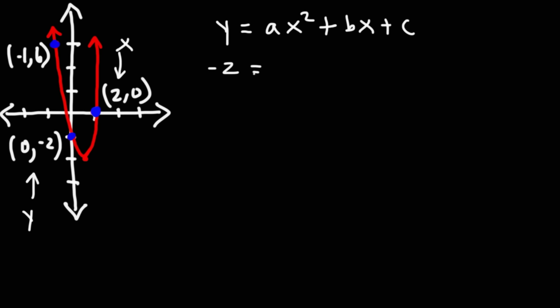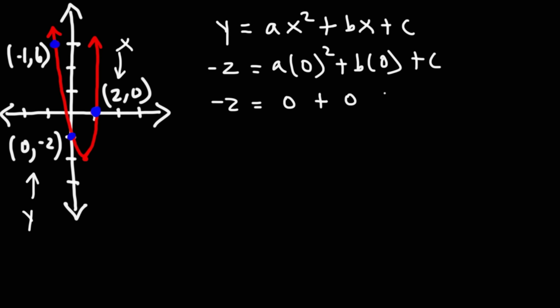So we're going to replace y with -2 and x with 0. 0 squared times a is 0, b times 0 is 0. So we simply get c is equal to -2. So let's save that over here. We'll use that value later.